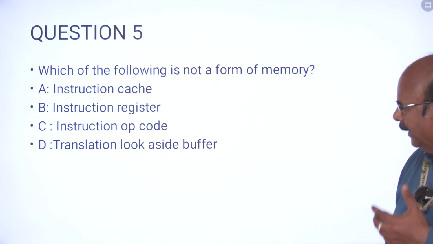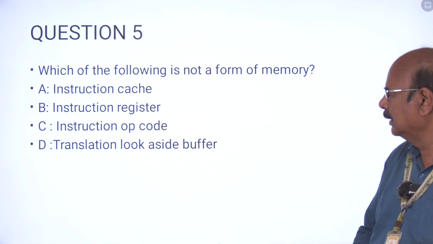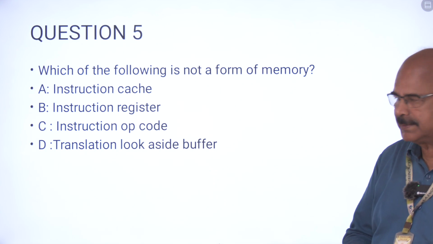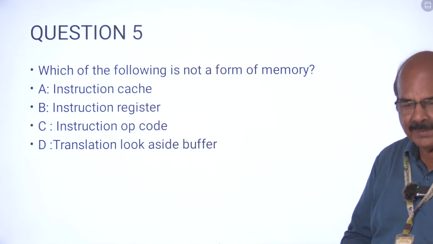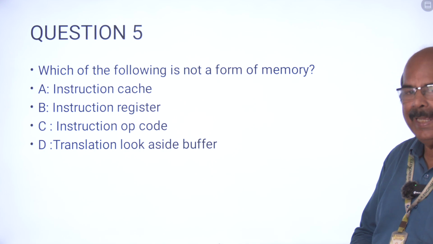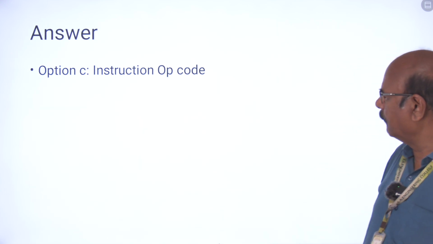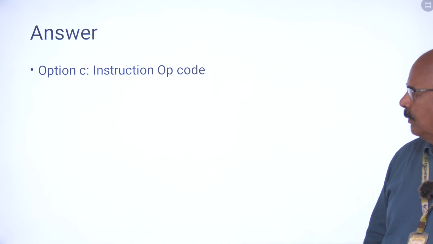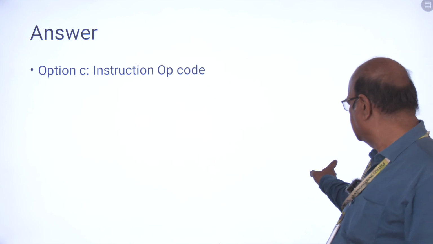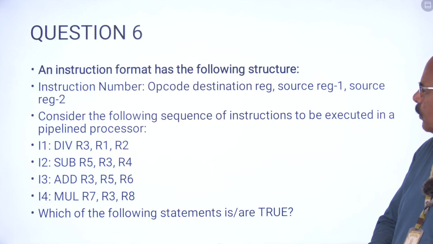The question number 5: which of the following is not a form of memory? Here 4 options have been given: instruction cache, instruction register, instruction opcode, and translation lookaside buffer. The answer is instruction opcode. Let us see why. So next one is question 6.